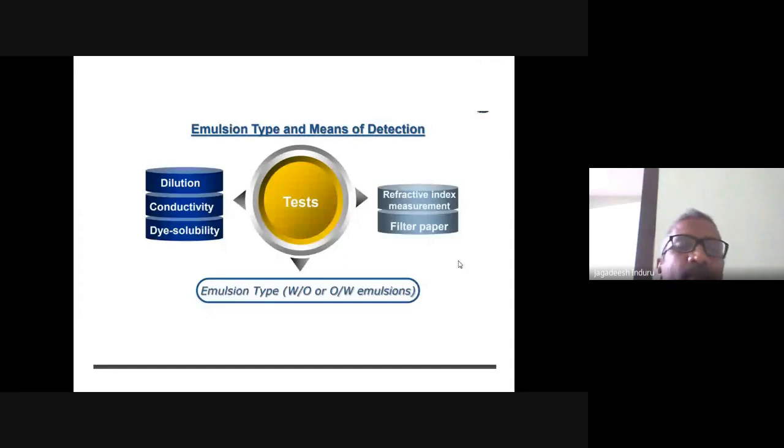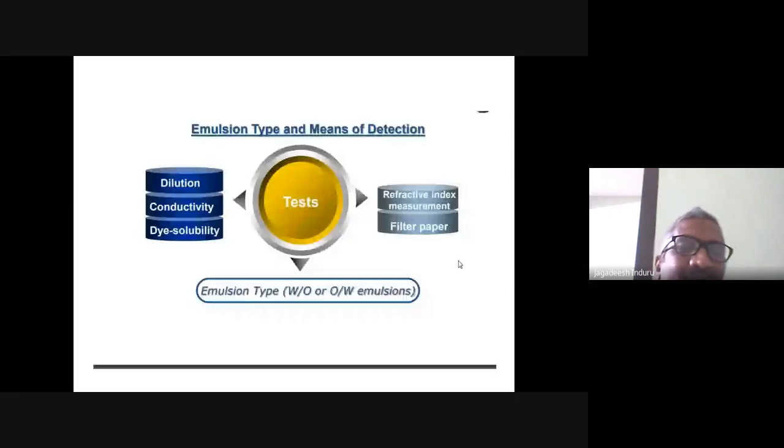Conductivity test. Water is a good conducting medium compared to oil, so poor conductivity can be observed in the water in oil emulsion when compared to the oil in water emulsion.